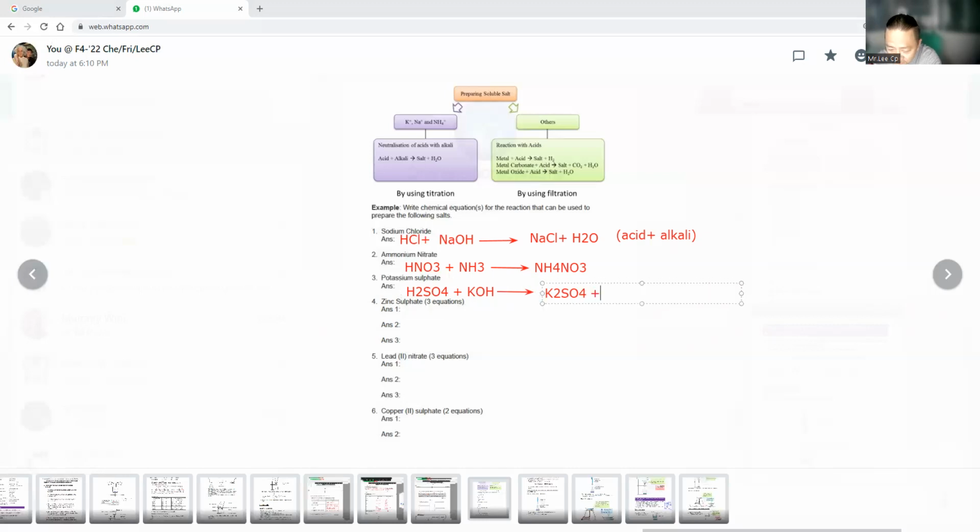Plus H2O, right? So you need to balance the equation now. H2 here, SO4, 1 SO4, K2, so I need to have 2 KOH. And then H2O. 2H here, 4H here, so the water here, I need to have 2. Do you understand it?